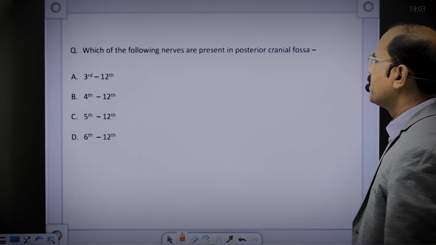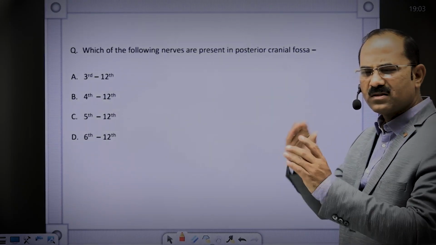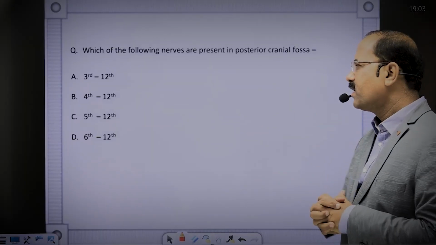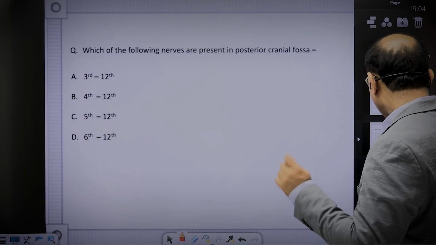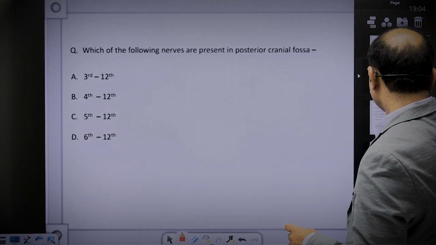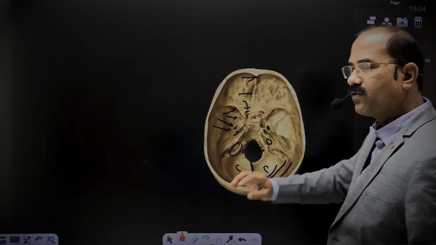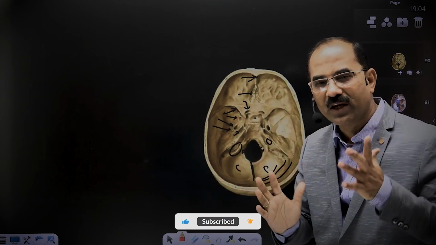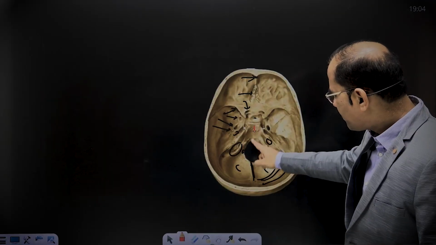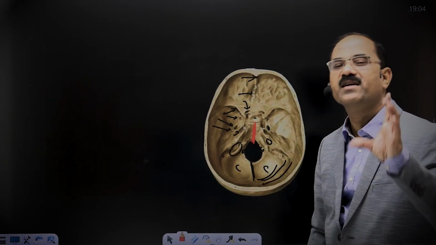Clear? So which of the following nerves are present in the posterior cranial fossa? Now this is a very tricky MCQ, students. Remember, all the nerves begin from where? All the nerves begin from the brainstem: the midbrain, pons, medulla. This is where all the nerves begin from. And you can see the slope here.